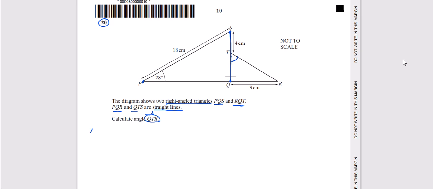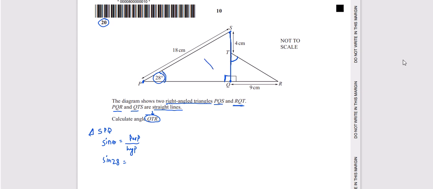Using triangle SPQ, to find this side we use the sine formula. Sine theta is equal to perpendicular over hypotenuse. Sine theta, the value of theta is this one, that is 28, is equal to perpendicular over hypotenuse.